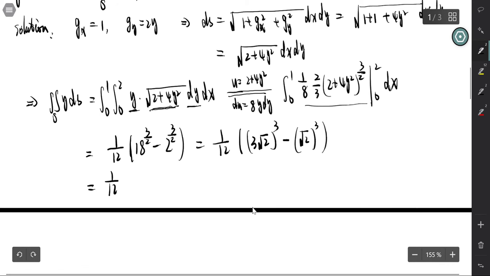27 times 2 square root 2. That is 54 square root 2 minus 2 square root 2. That is 52 square root 2 over 12. You can take the common factor 4. That gives 13 square root 2 over 3.